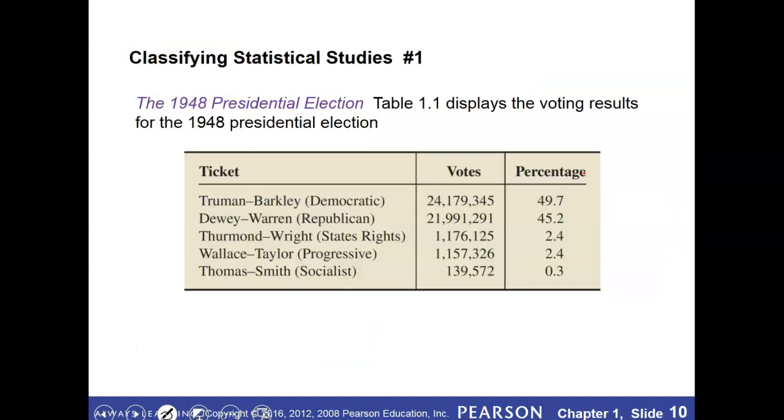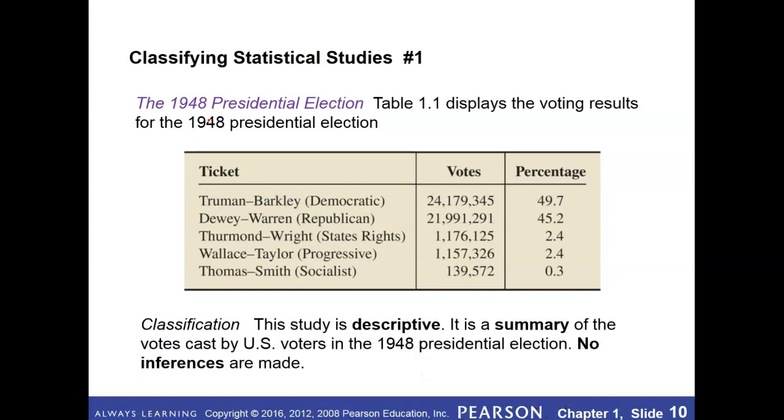All right, so let's classify some statistical studies. In the 1948 presidential election, there was Truman and Dewey. Truman won with 49.7% of the vote. Dewey finished second with 45.2% of the vote, and so on. This is an example of something that is not an inferential study. This is a descriptive study because it just summarizes what has happened in a particular election.